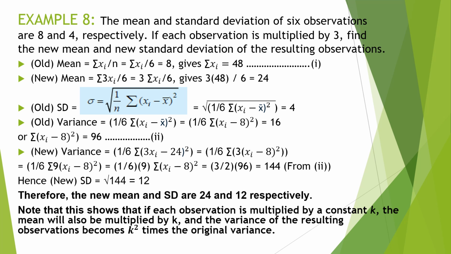So n is 6, sigma xi by 6. This is given to us as 8. Old mean is given 8. So we get sigma xi is equal to 8 into 6, which is 48. Let this be equation 1.